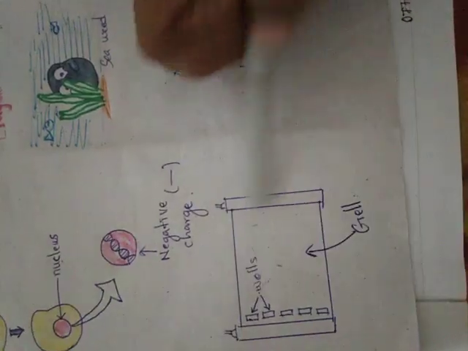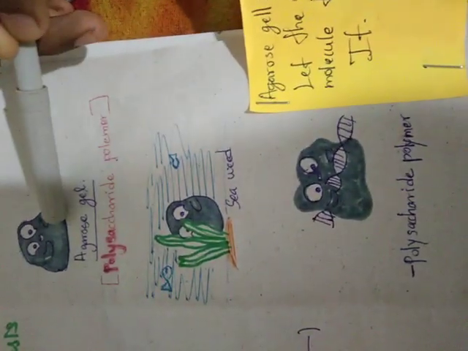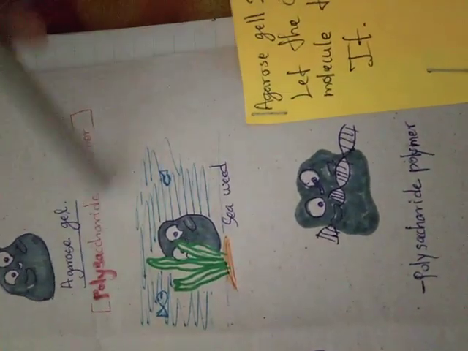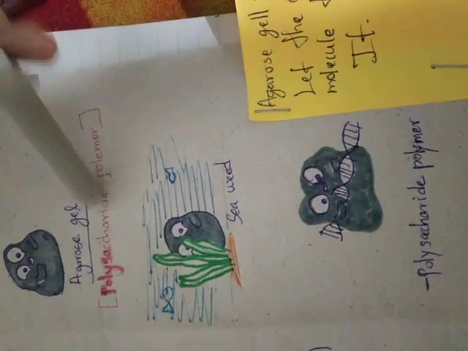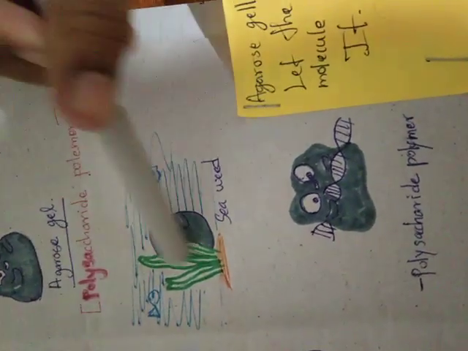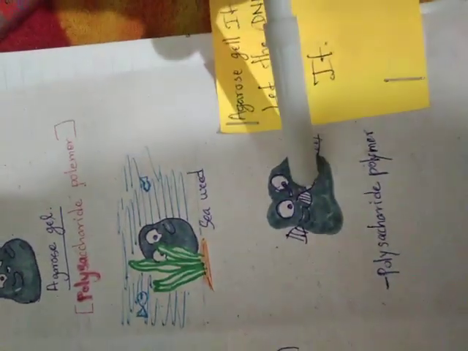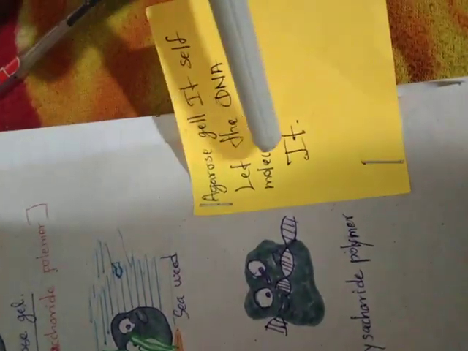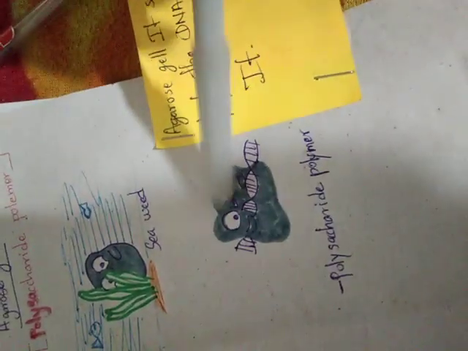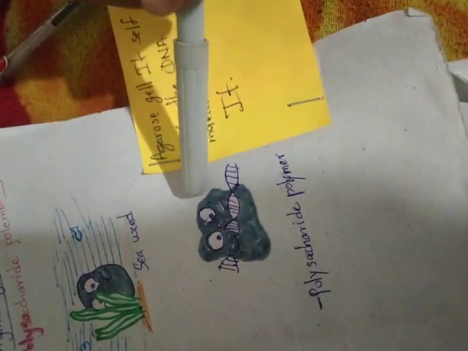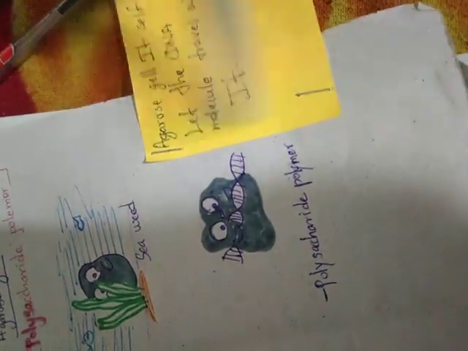So this is the gel electrophoresis machine, and this one is the agarose gel. Agarose gel is a polysaccharide polymer. Polysaccharide is a carbohydrate, no? It comes from seaweed, and the agarose gel itself lets the DNA molecules travel within it. So it allows the DNA molecules to travel within it. So this is the polysaccharide polymer.